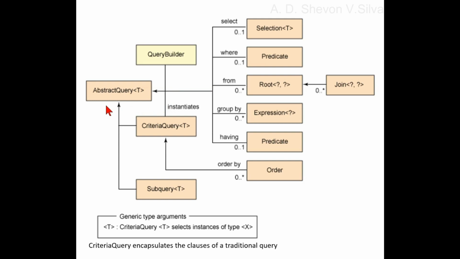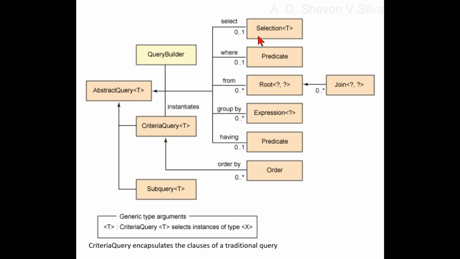Here you can see the AbstractQuery. Here the Join is connected to Root, and Selection, Predicate, Root, Expression, and Predicate are connected to AbstractQuery. CriteriaQuery and Subquery are connected to AbstractQuery, and the Order is connected to CriteriaQuery, and CriteriaBuilder interacts with CriteriaQuery.